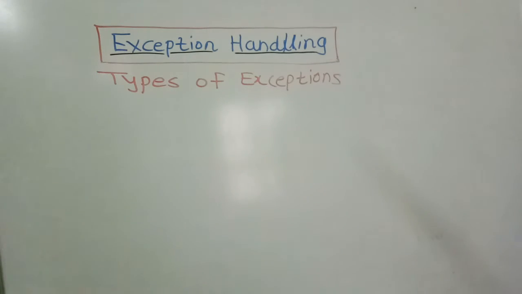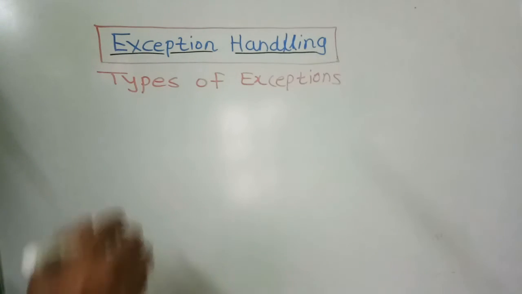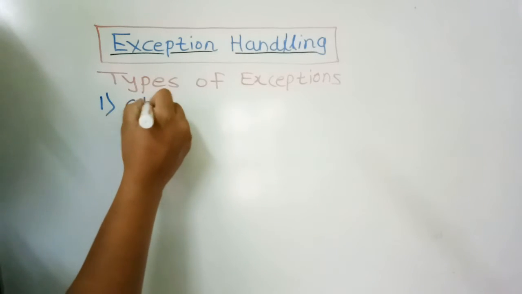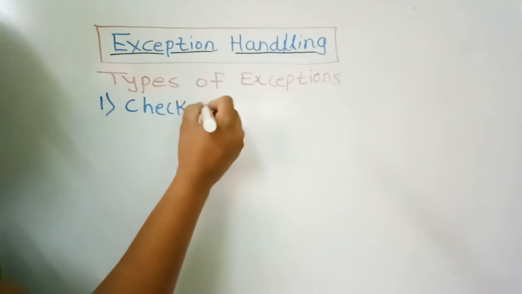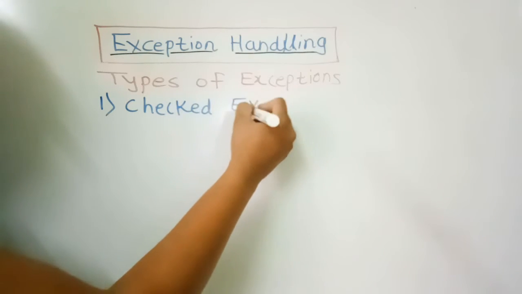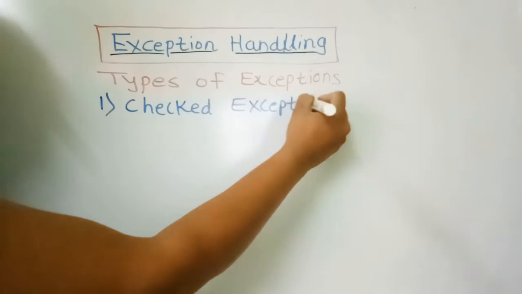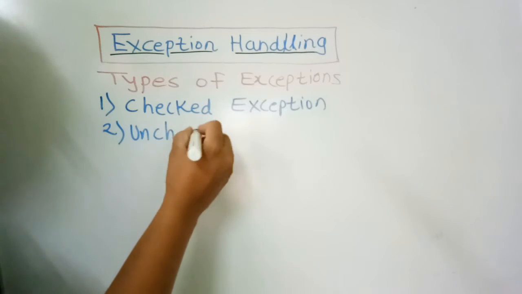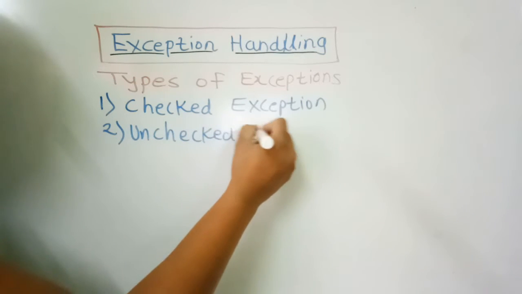In this video, we will see the different types of exceptions available with the Java programming language. There are two types of exceptions available in Java. The first is the checked exception, and the second is the unchecked exception.